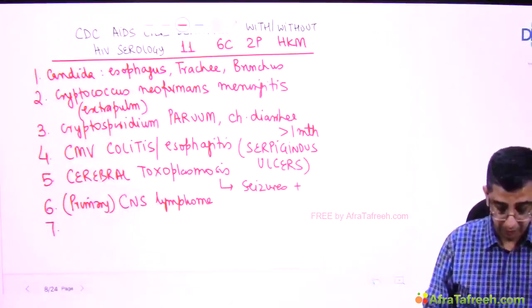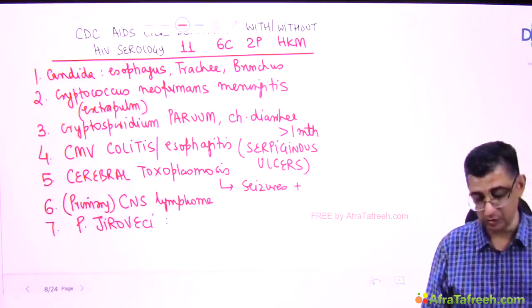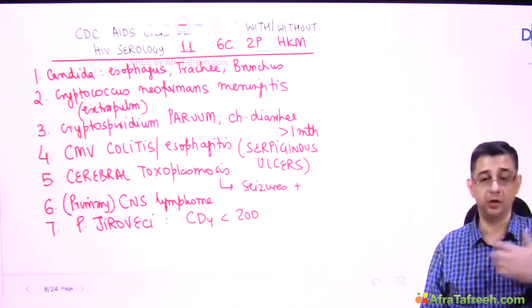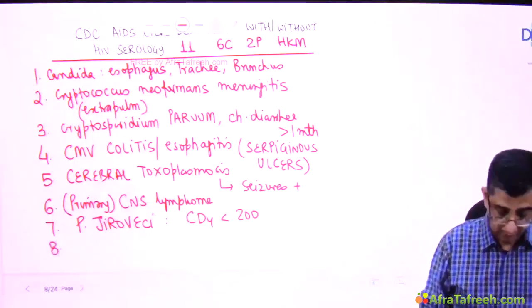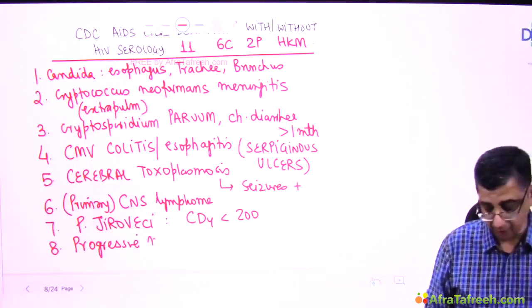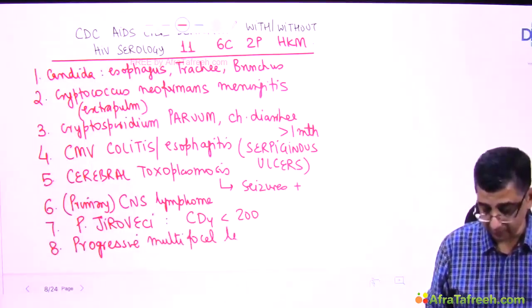The first P to be remembered here is Pneumocystis jirovecii. This is rather easy to remember because this is commonly seen when the CD4 count of the person becomes less than 200 and it contributes to interstitial pneumonia developing in a patient. The next P to be remembered is progressive multifocal leukoencephalopathy, PML. The virus responsible for this is called as JC virus.